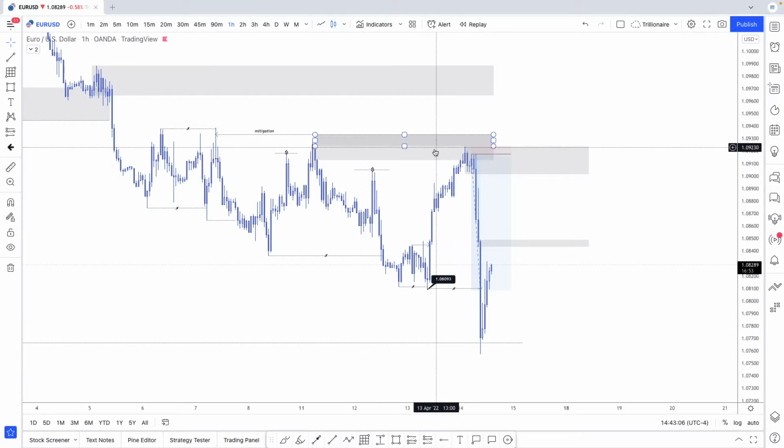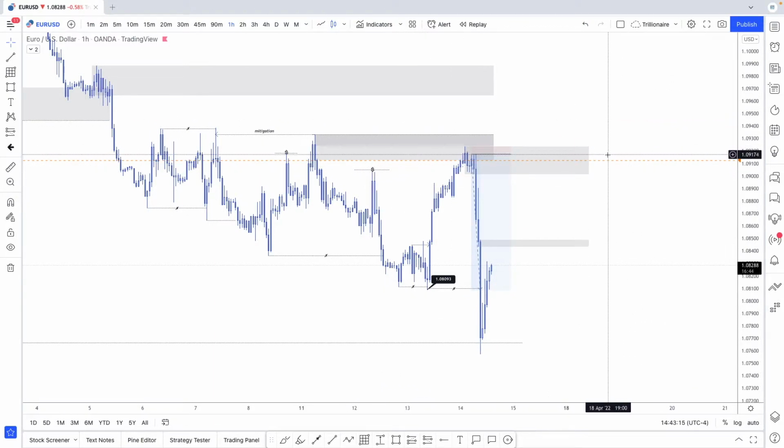So as we can see here, price tapped into this zone, and everyone within the trading community, you guys were able to be alerted as soon as I was looking for my entry with the alert that was sent to the trading community.